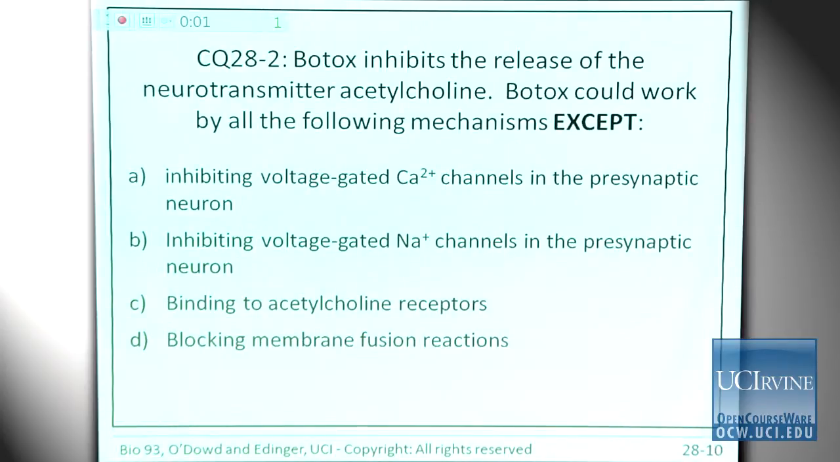See how you do with this? Botox, that people use to get rid of wrinkles, actually inhibits the release of the neurotransmitter acetylcholine. Botox could work by any of these mechanisms except. So we're looking for the one that couldn't be the mechanism for Botox to cause less release of acetylcholine.